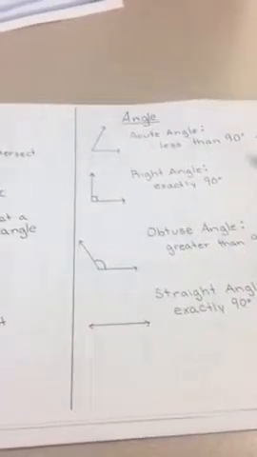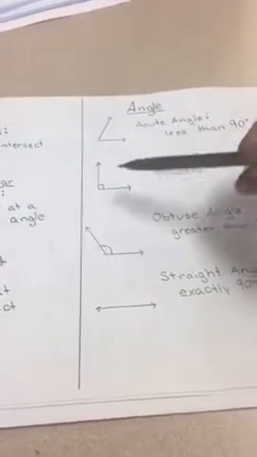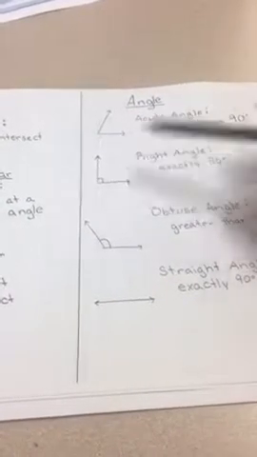Well, now we need to know about our angles. So we have acute angles that are less than 90 degrees. We have our right angles, which are exactly 90 degrees and have the little box as a reminder.